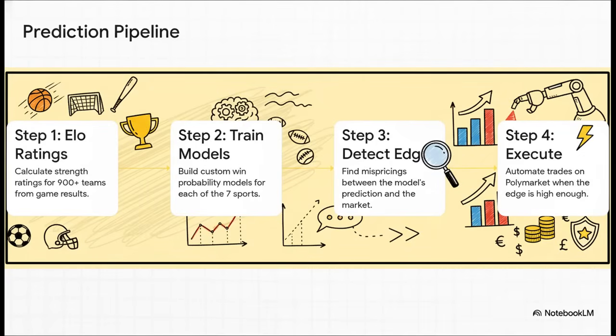So first, they calculated something called Elo ratings for over 900 teams. It's basically just a way of measuring a team's skill level. Second, they used that data to train their own custom win probability models. Third, and this is key, they detected edge. They'd find games where their model's prediction was way different from the betting markets. And finally, they automated the whole thing.